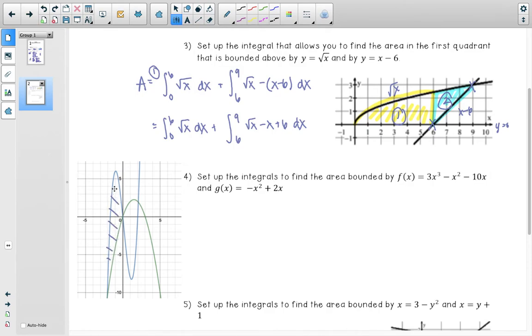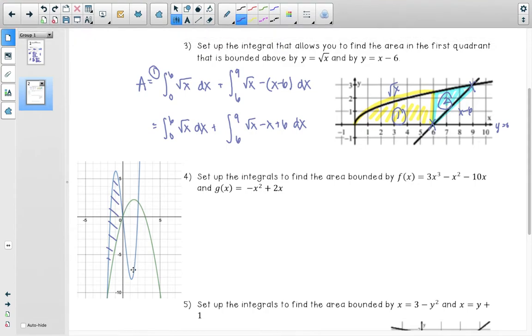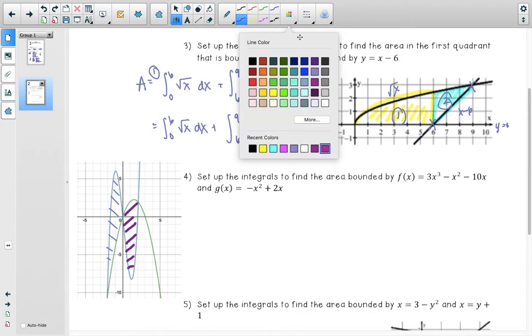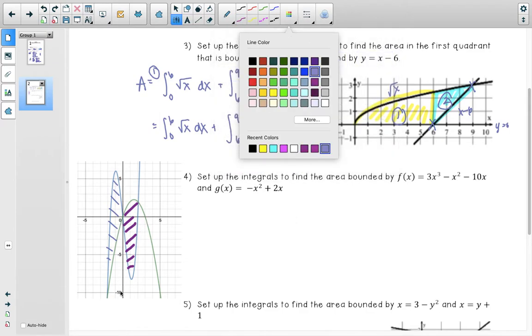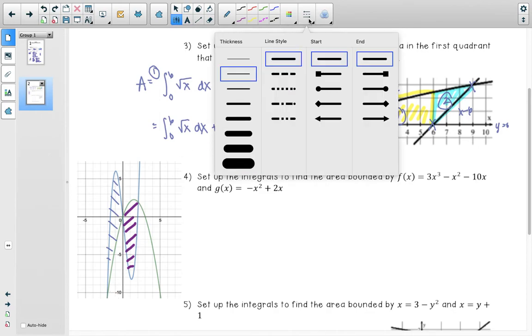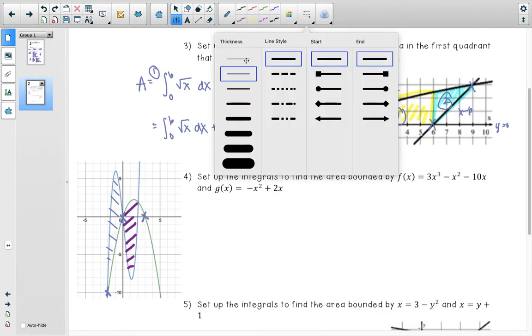So this is one chunk. And this is another chunk. Okay. So we have two different integrals to set up, and we've got to figure out where they intersect. Because we don't know where they intersect, we have to figure it out. So they intersect there. That one's obvious at 0. And this one probably is at 3, but we're going to have to check. So to do that, we've got to set them equal to each other.